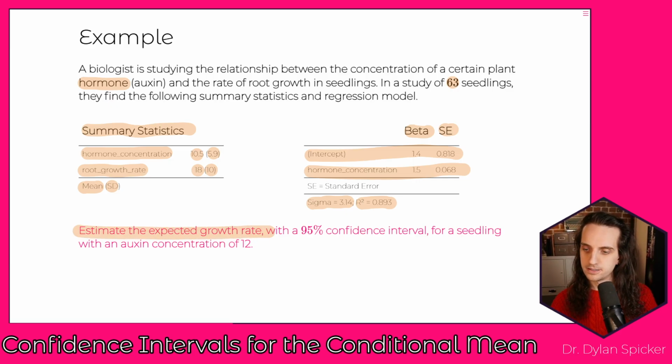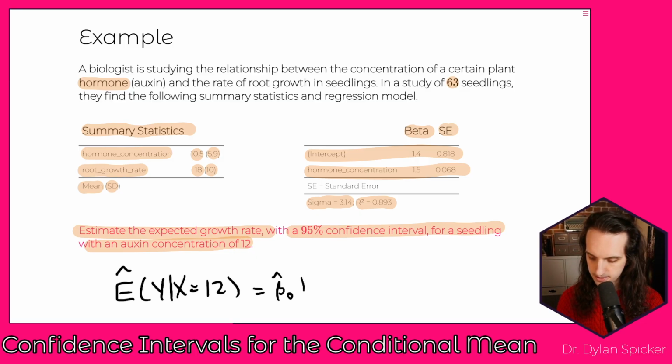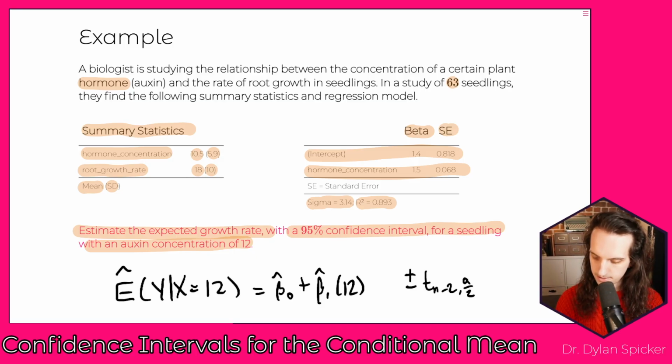We want to estimate the expected growth rate with a 95% confidence interval for a seedling that has an auxin concentration of 12. If we think about what we're trying to do, we want the expected value of y given x equals 12. We're estimating this, and it's going to be beta hat 0 plus beta hat 1 times 12. That gives us our point estimate, and then we take this point estimate plus or minus our critical value, t_{n-2, alpha/2}, times the standard error.